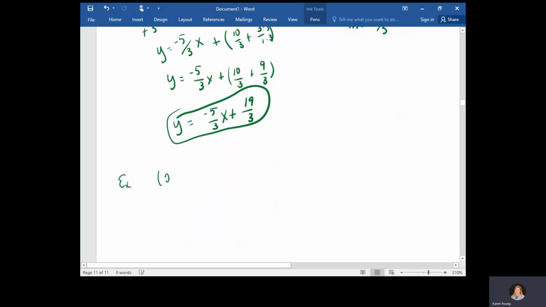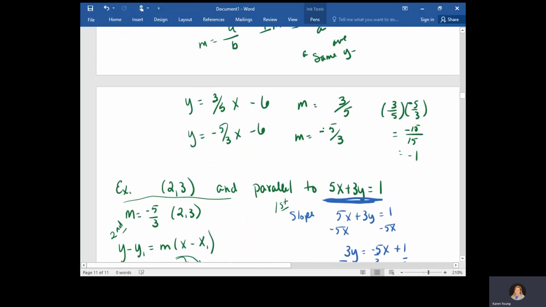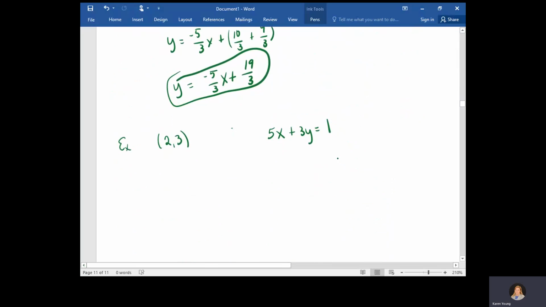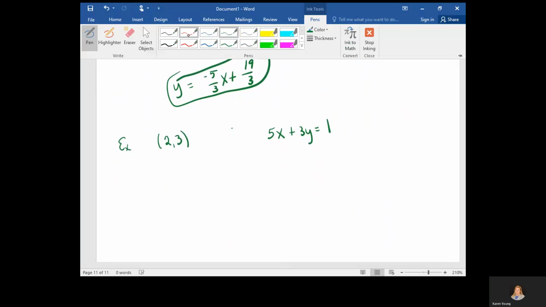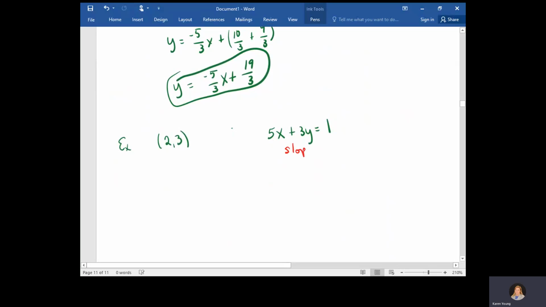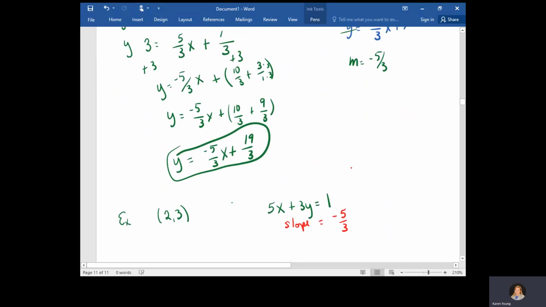I have the same point, 2/3, or the 2 and the 3. I have the same equation, 5x plus 3y equals 1. So it's the same equation that I had up here, okay? So again, first thing I want to do is find the slope. Well, we found the slope a while ago. It's a negative 5/3, right?